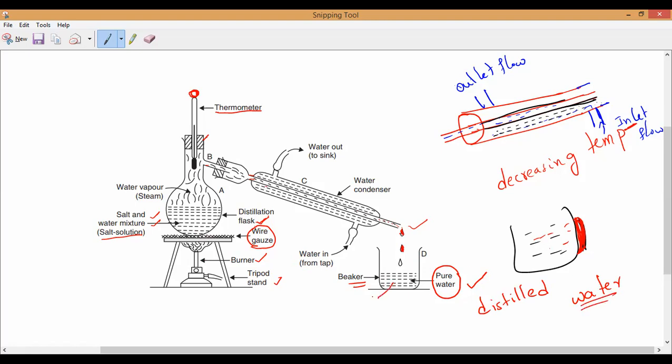If we use any other substance, what should we call it? Distillate. Here we know it is water, and that is why it is called distilled water.